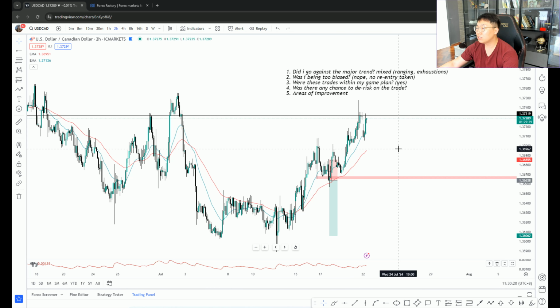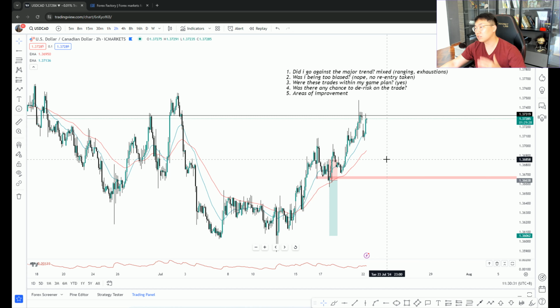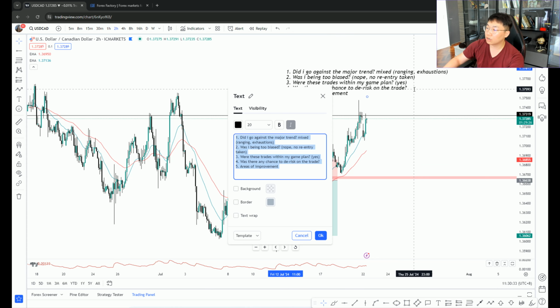Were there any chances to de-risk on the trade? Not really as well. It came really quick. We actually got stopped out relatively fast as well. After we entered, price just held above that 20 and the 50 EMA and just continued pushing all the way up. So there's no chance I could de-risk on the trade. No.